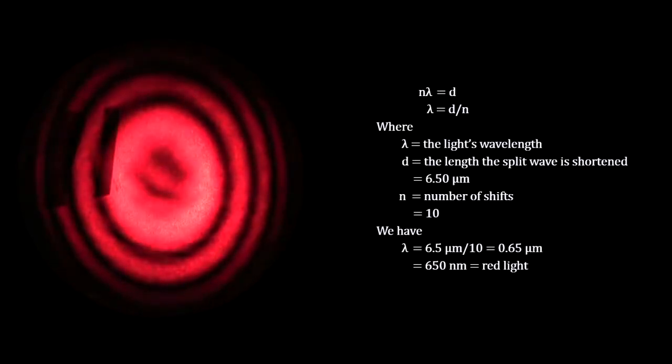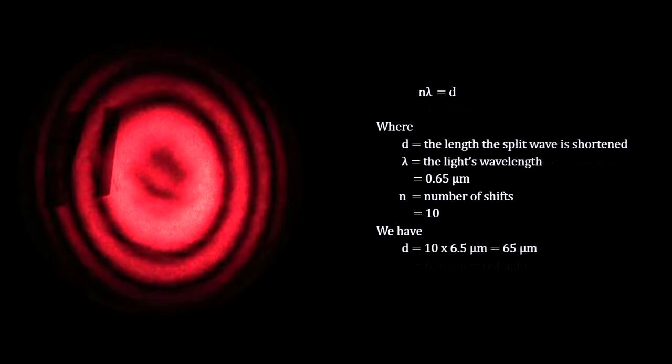A simple division gives us the wavelength. So knowing the distance and counting the shifts gives us the wavelength. But as we'll see shortly, the important thing for us to note is that knowing the wavelength and counting the shifts gives us the distance. The split wave was shortened.